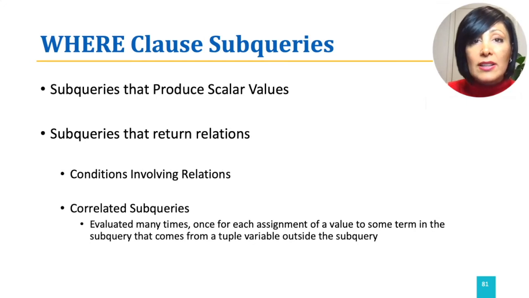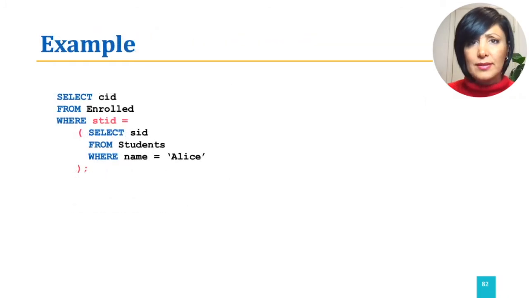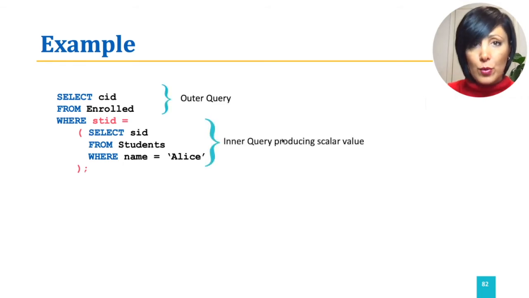Subqueries can also return relations. In this case, we have to have a way to compare to more than one element in our condition. For example, our query here is a nested query consisting of an outer and an inner query. The inner query produces a scalar value, which is in turn used by the outer query in a comparison to an attribute value.